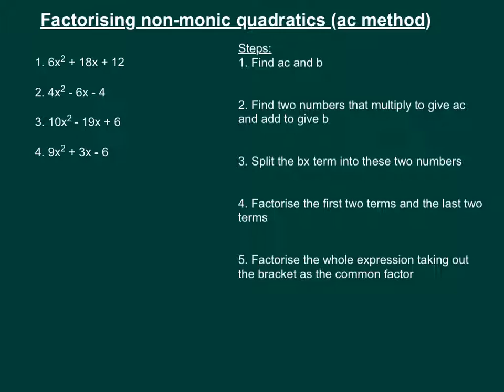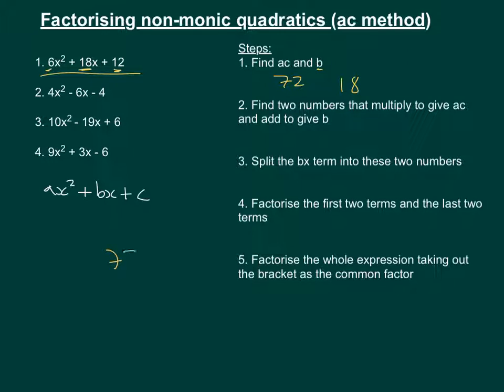It says find AC and B. Now each quadratic is in the form ax squared plus bx plus c. So for looking at this question here, a is 6 and c is 12, so AC is 6 times 12, which is 72, and B is just 18. It's just the number in front of the middle term, the x term. So 72 and 18. And the second part asks us to find two numbers that multiply to give AC and add to give B. So two factors of 72 that add to give 18.